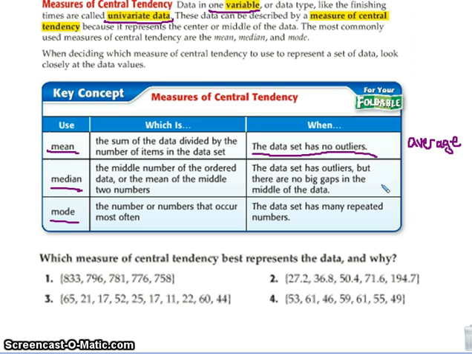The median is our middle number. The number in the middle is our median. And if the data has outliers, but there are no big gaps in the middle of the data, then that is when the median is your best measure of central tendency. The mode is the most occurring number. We know this. And the mode is the best central tendency when the data set has many repeated numbers. So when you see things repeated over and over.